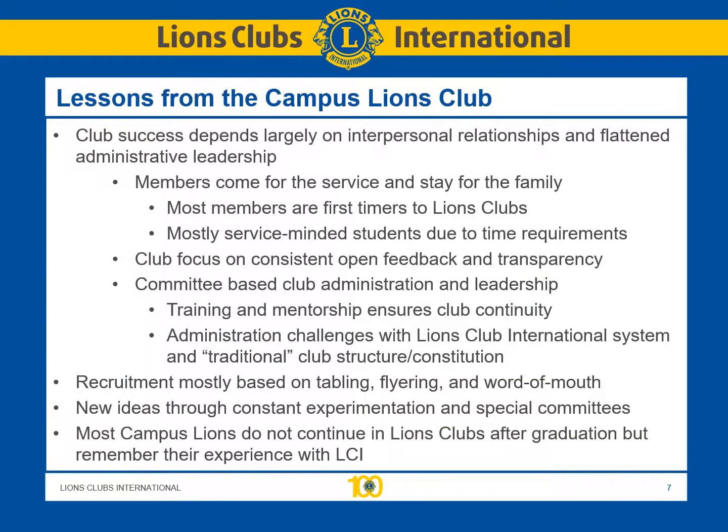So some of the lessons that we have from the club, we learned that club success largely depends on the interpersonal relationship and the flattened administrative leadership. So this is something that we discussed earlier. We wanted to create a family, a community where people keep coming back to. Members come for the service and stay for the family. This is almost like our informal slogan now.